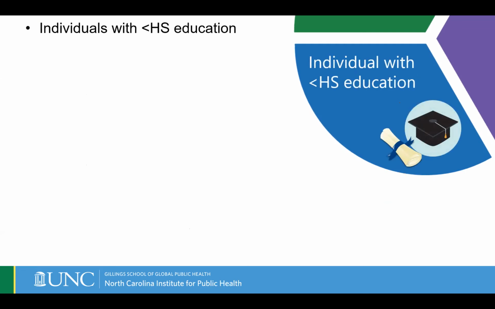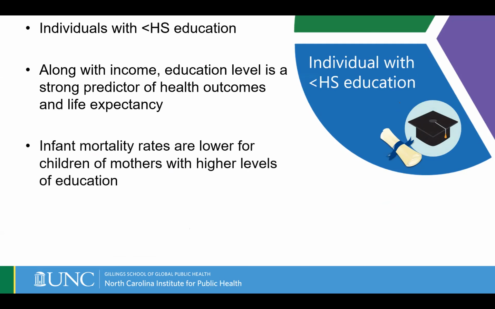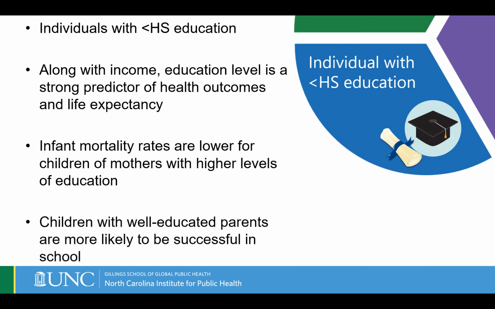Education attainment is closely tied to economic stability and socioeconomic status. Those with higher educational attainment are more likely to have higher paying jobs with benefits, including healthcare. Infant mortality rates are lower for children of mothers with higher levels of education, and children of well-educated parents are more likely themselves to be successful in school. For this indicator, we're looking at the percent of individuals in a tract with less than a high school education.